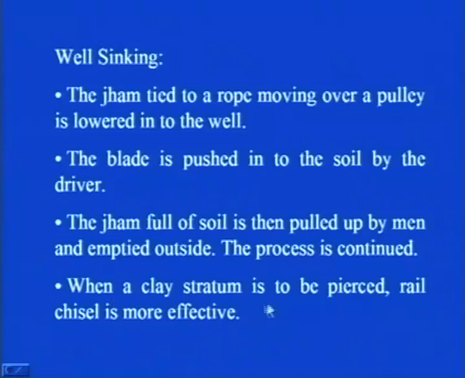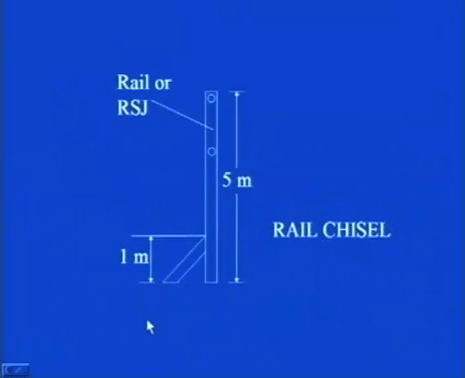When a clay stratum is to be pierced, rail chisels are more effective. What are they? Here is a typical figure of a rail chisel. It is a rail, and then a part of 1 meter thickness is there. It is lowered, and when it is taken out, it is filled with soil. You can empty it on the ground surface and then lower it again.